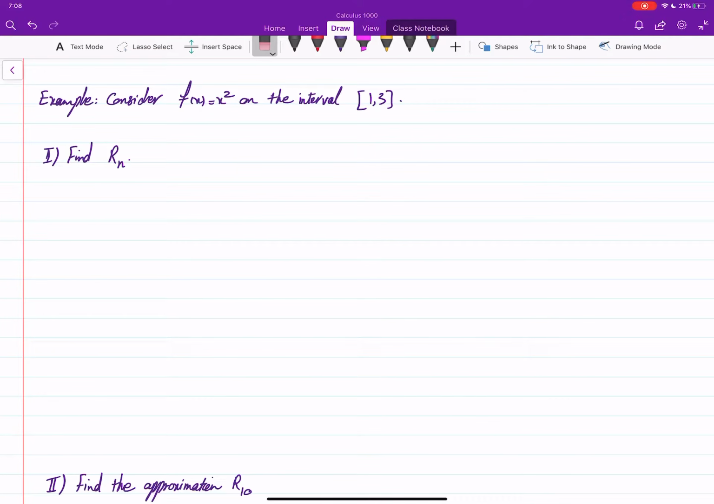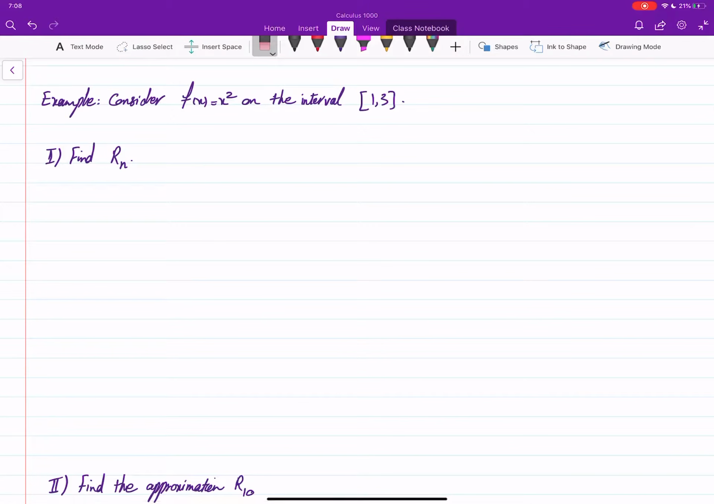Hi, in this video we will solve an example for finding the area under the graph of a positive continuous function f of x equal to x squared on the interval 1, 3. Well, remember that we have to do 4 steps. Step 1 is divide the interval 1 and 3 into equal subintervals.